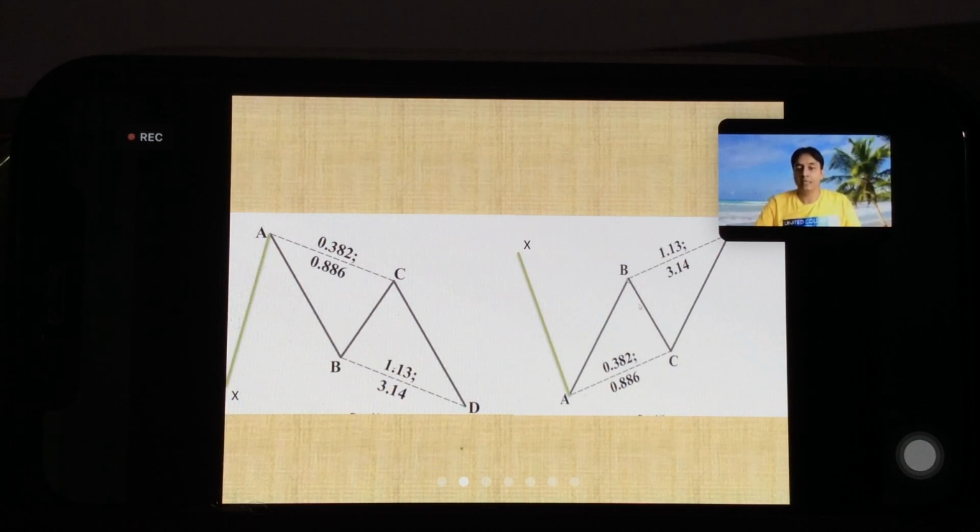On the right side, this is bearish ABCD. Price will go to D and then it might start going down. So we have to find the prior impulsive down move before ABCD, and that will become XABCD. So what are these 0.382 to 0.886?